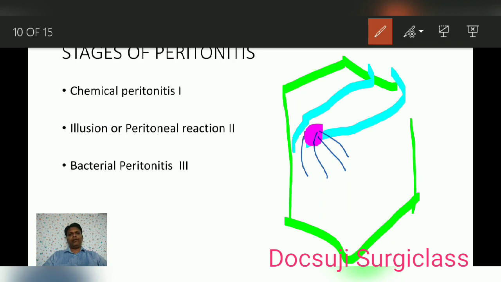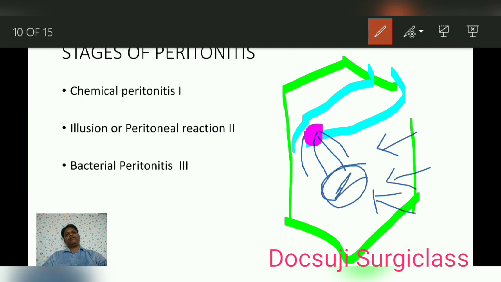Then, to dilute this chemical irritation, the peritoneum secretes excess fluid and tries to dilute the gastric juices. That is called the stage of peritoneal reaction, or exudation. And the third one is bacterial proliferation.